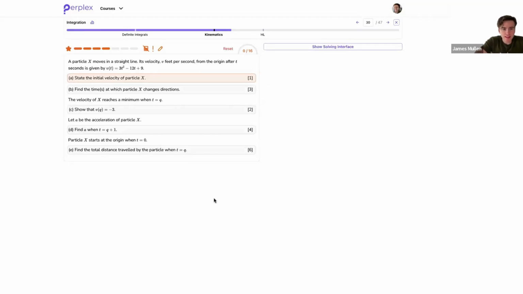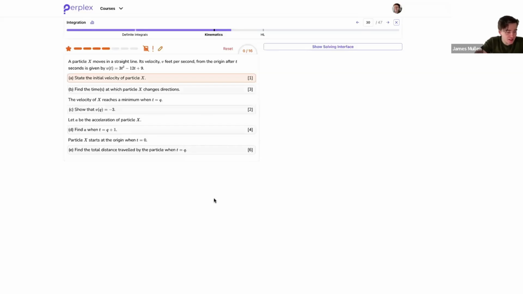I have a particle x moving in a straight line, and its velocity v in feet per second from the origin after t seconds is given by v of t equals 3t squared minus 12t plus 9. It's worth noting that because the IB is an international syllabus, they want you to be familiar with all kinds of units, even though feet per second is an inherently stupid unit.